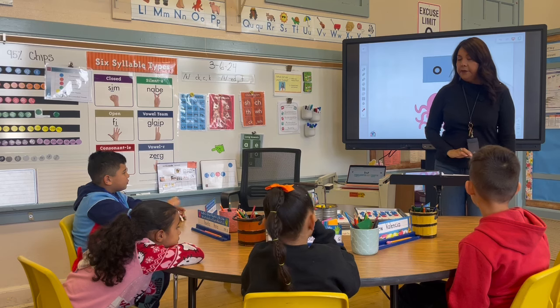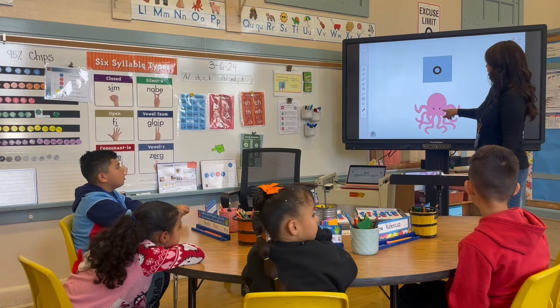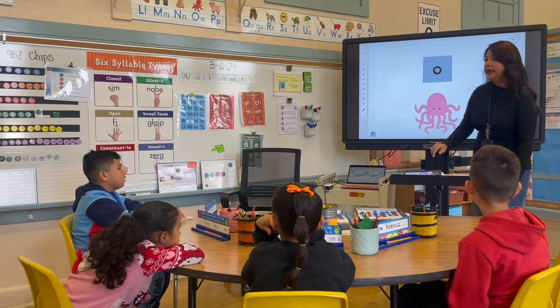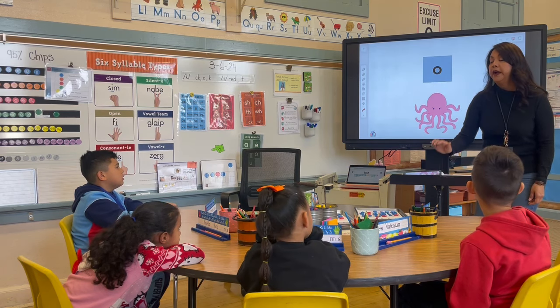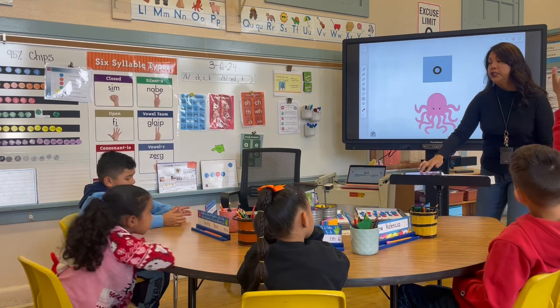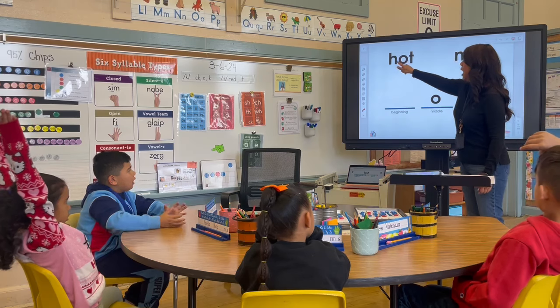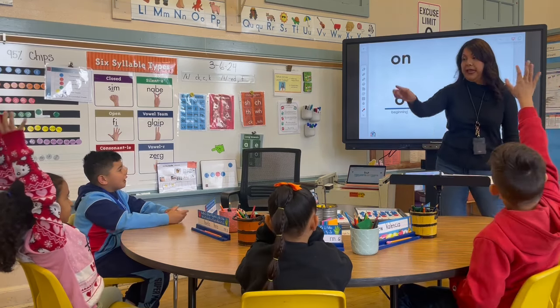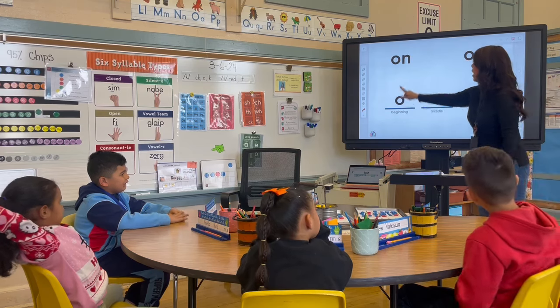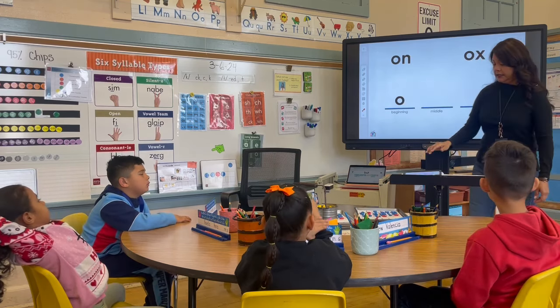The next vowel, ah. Octopus, right? Where do we find the ah? At the middle and the end. Well, no, we don't find ah at the end, but we do find it in the middle, like in pot and mop. And where else do we find the ah? At the beginning, like in on and ox.